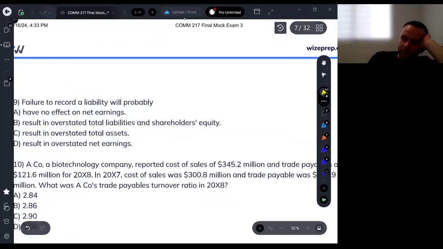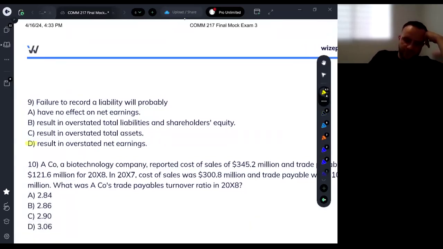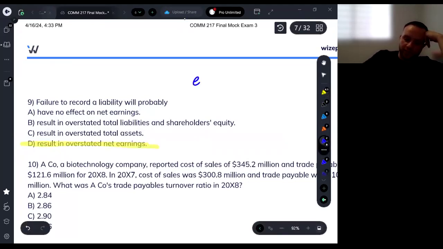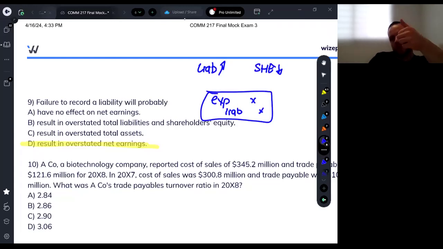Failure to record a liability will probably result in overstated net earnings. Why? Because when you're recording a liability, when liabilities go up, shareholders' equity goes down, right? We usually put an expense with a liability, both hand in hand. When liabilities go up, most of the time it's because shareholders' equity goes down.